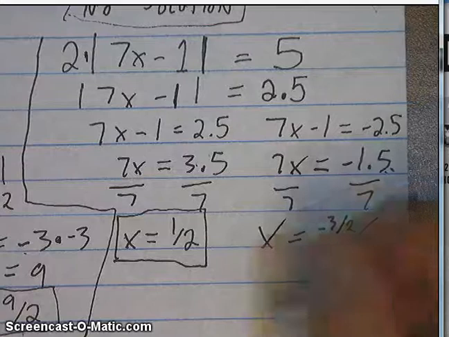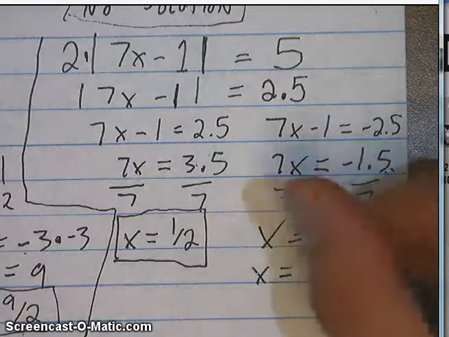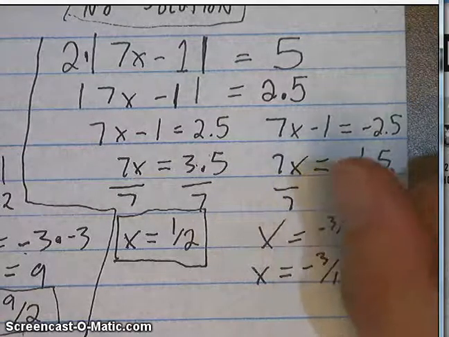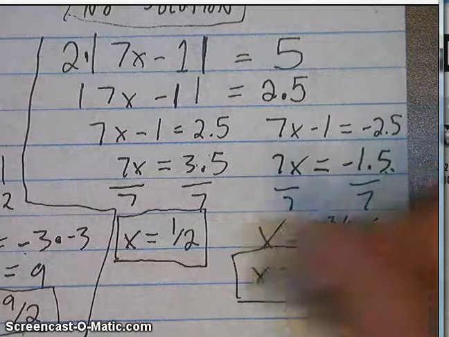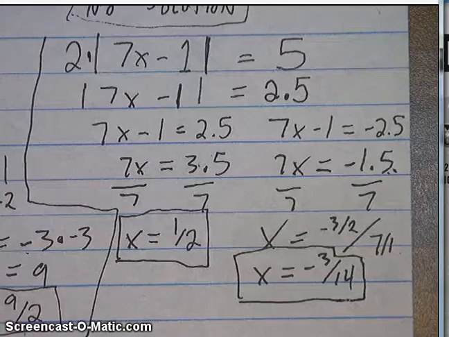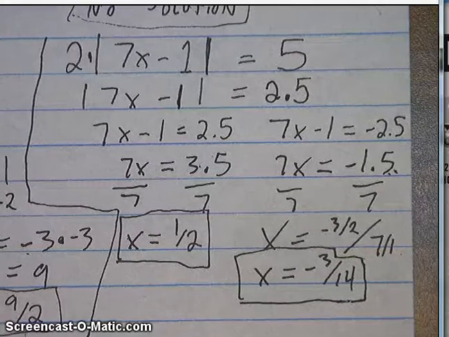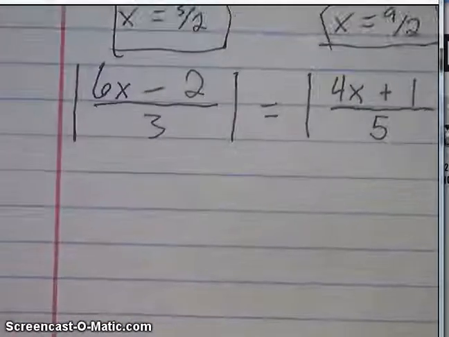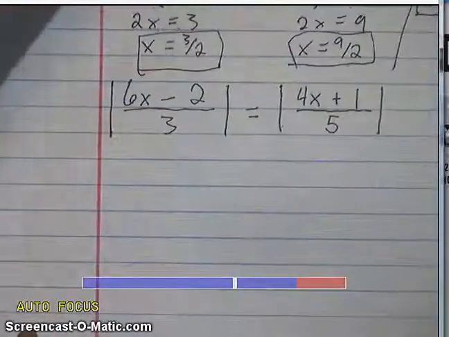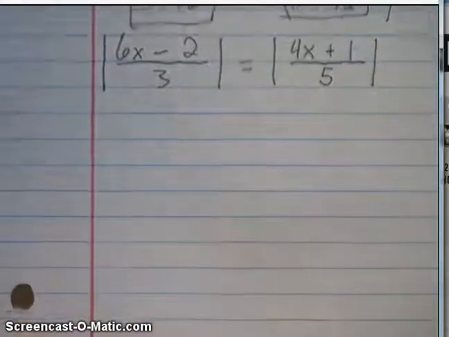So 2 times 7 is 14. So this is going to reduce to x equals negative 3/14 is the other solution here. Okay? So the hardest part of that was dealing with fractions, but that's why we have calculators. Don't make it too complicated if you don't want to. You should know how to do the fractions, but don't make that the reason that you get these problems wrong.